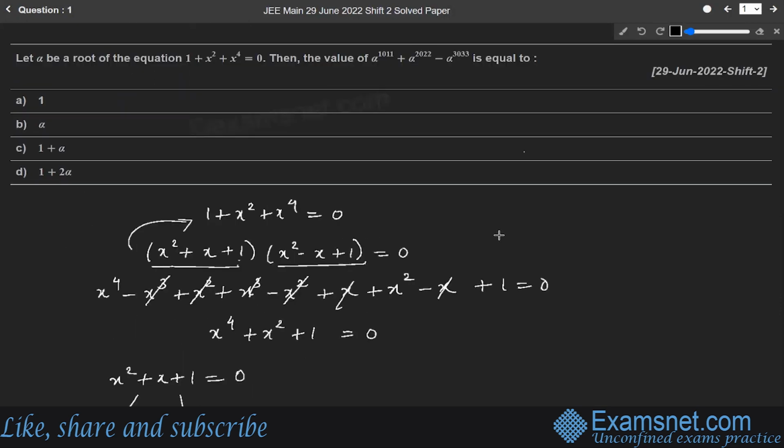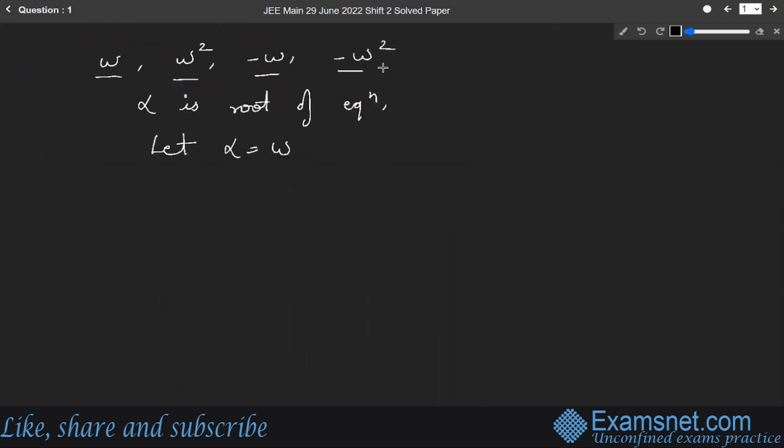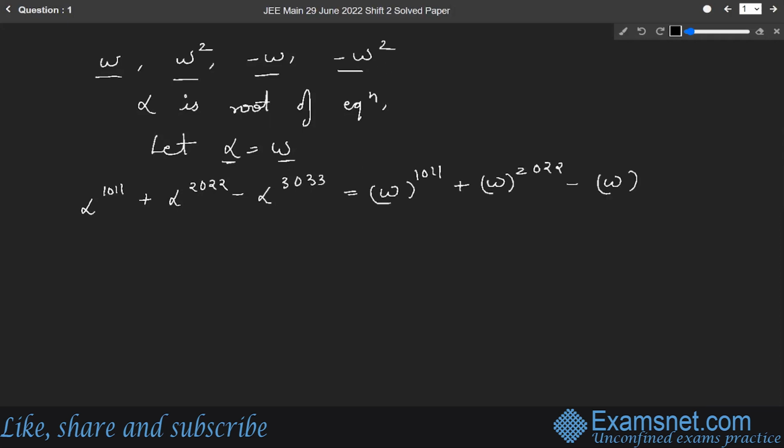Now let us look at the value that we have to find. The value is alpha power 1011 plus alpha power 2022 minus alpha power 3033. If alpha is equal to omega, it means we have to substitute the values. So this becomes omega power 1011 plus omega power 2022 minus omega power 3033, since we have assumed that alpha is equal to omega.